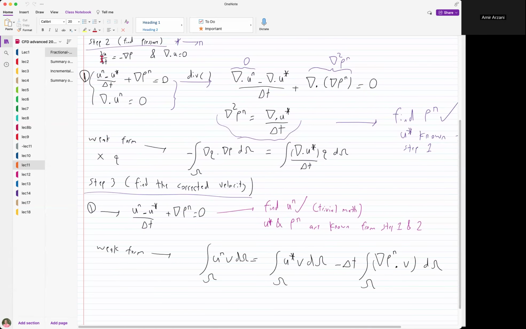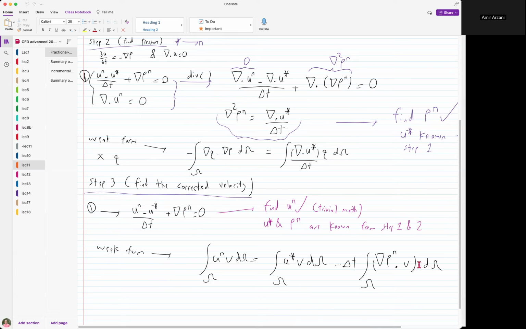So what I do is that I go back to this equation that I had, the momentum equation with only pressure. I take a look at it. I see that, okay, U star I know from step 1. Pn, I just found it in step 2 by solving this pressure Poisson equation. So the only unknown that remains in this equation is Un, right? My velocity at the current time step. And this is actually trivial math, right? So it's nothing fancy. Just this is known, P is known. You can take its gradient, take it on one side, and then you find Un.